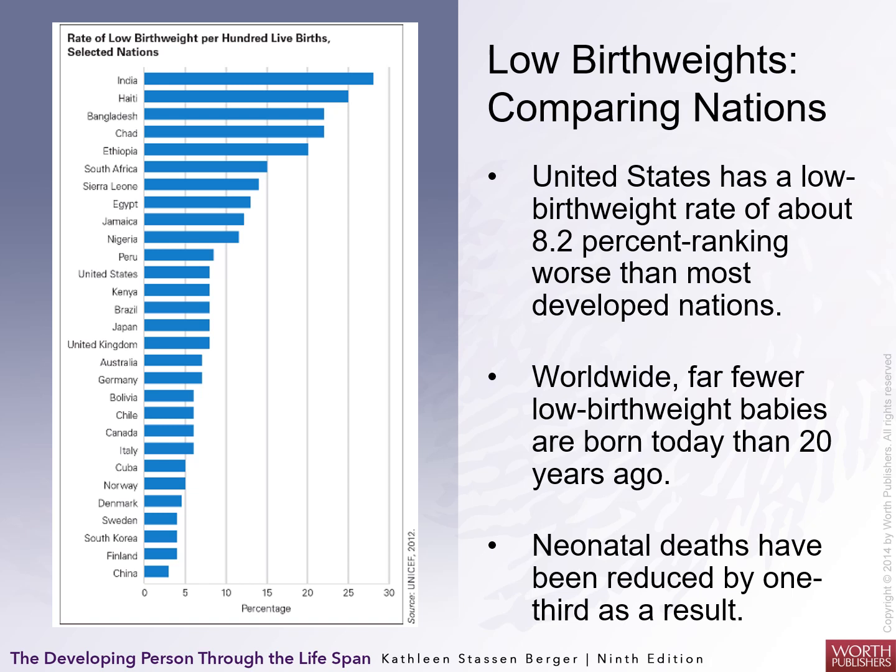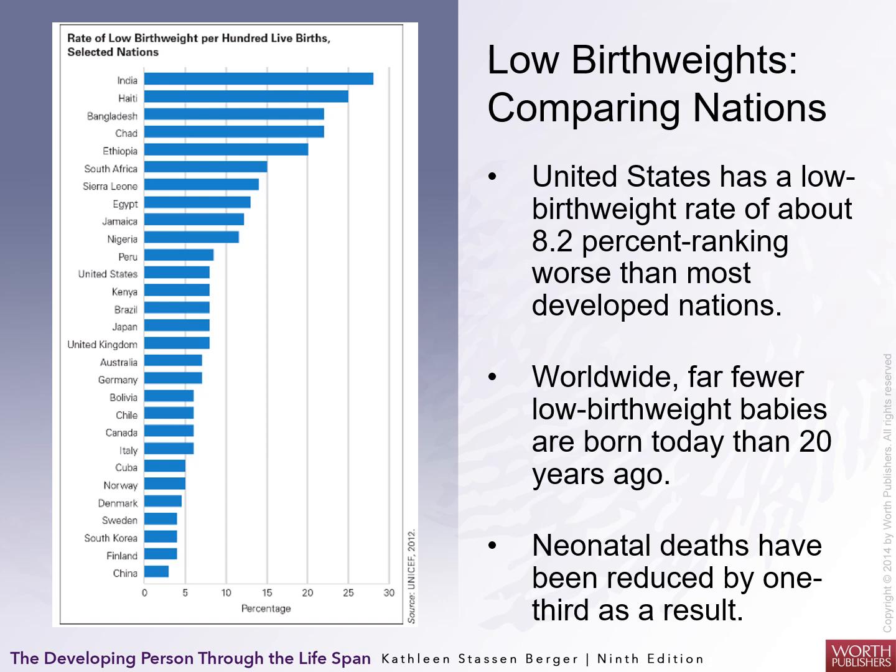Low birth weights compared by nations. The United States has a low birth weight rate of about 8.2%, ranking worst among the developed nations of the world. Essentially, American mothers are less likely to take care of themselves and thus have lower birth weight compared to other mothers from Western cultures. Worldwide, far fewer lower birth weight babies are born today than 20 years ago, and that's been the trend. Neonatal deaths have been reduced by 1/3 as a result, which is really great news.